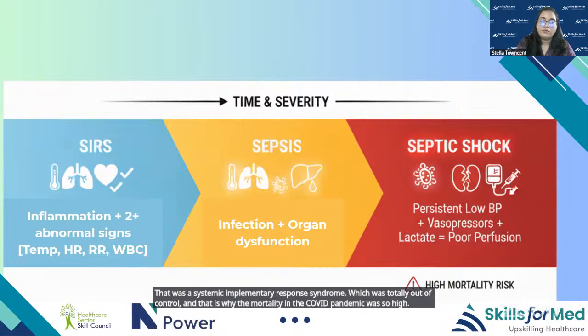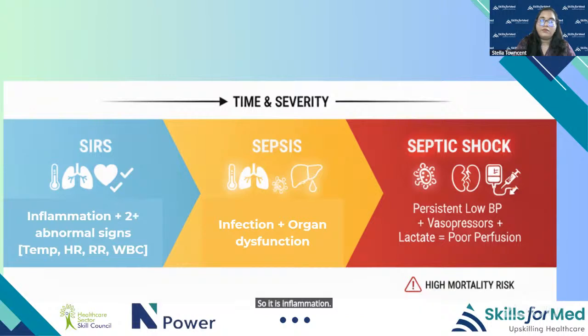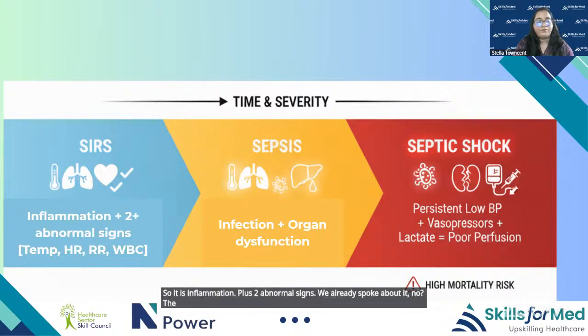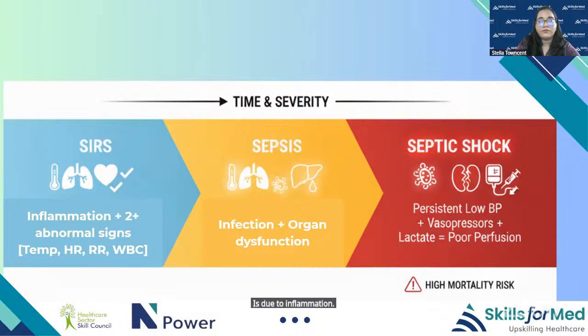So it is inflammation plus two abnormal signs. We already spoke about it: SIRS, more than two abnormal signs, is due to inflammation. It could be due to infection or it need not be. But you need to be alert. There are two things: let me rule out whether there's infection, especially with the history and clinical findings. You can actually have a very good guess it is because of infection.